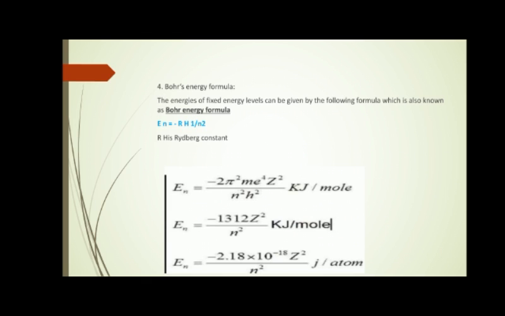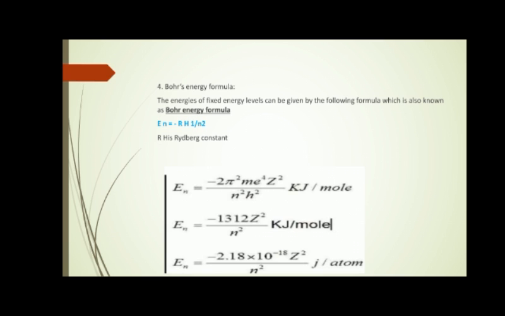Now next is Bohr's energy formula. The energies of fixed energy levels can be given by the following formula, which is also known as the Bohr energy formula. How can we write the Bohr energy formula? We can write En, meaning energy of the nth shell, is equal to minus RH upon n square, or 1 upon n square. RH is the Rydberg constant.